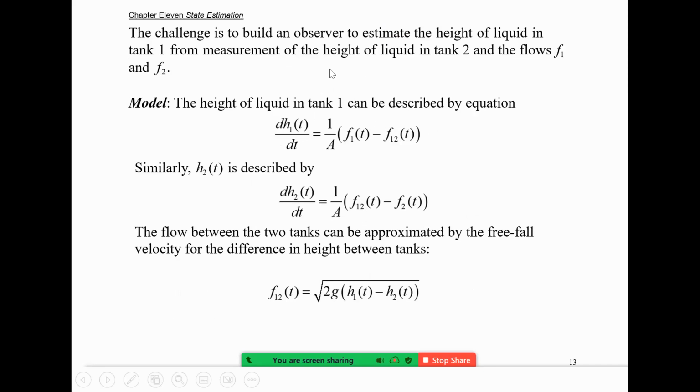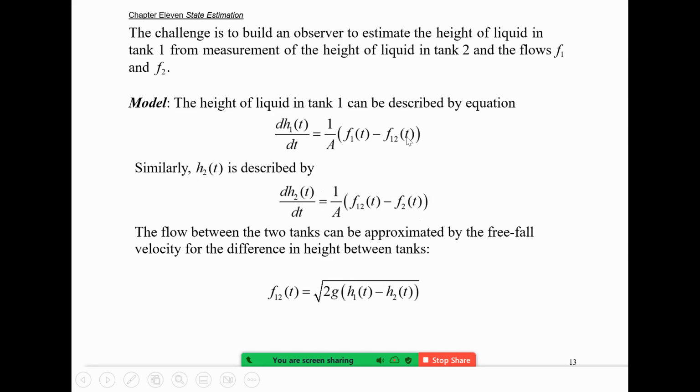So for the height of the liquid in tank 1, F1 is the flow rate in, and F12 is the flow rate from tank 1 to tank 2. So it's F1 minus F12. The change rate of the second one is the water flow from tank 1 to the second tank, F12, minus F2, the outflow rate of the second tank. So you have those two equations. H1 and H2 are the water levels. F1 and F2 are the inputs.